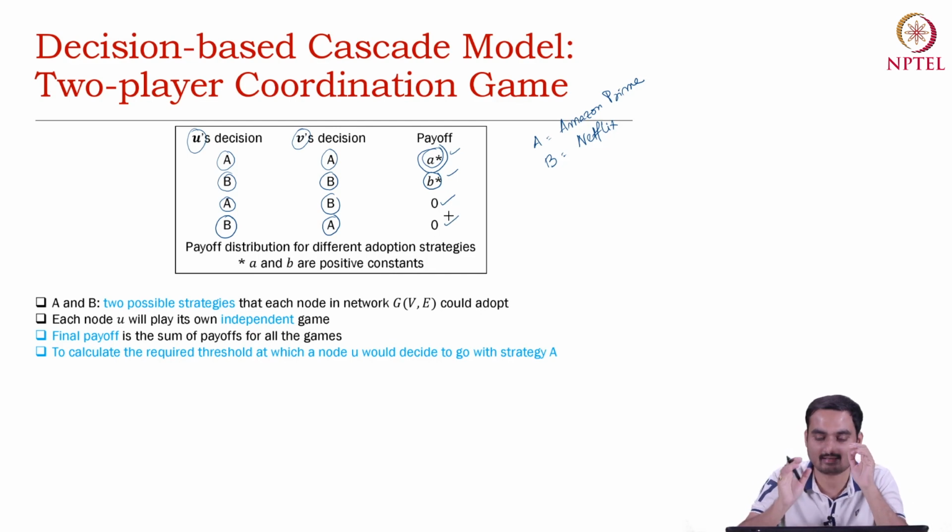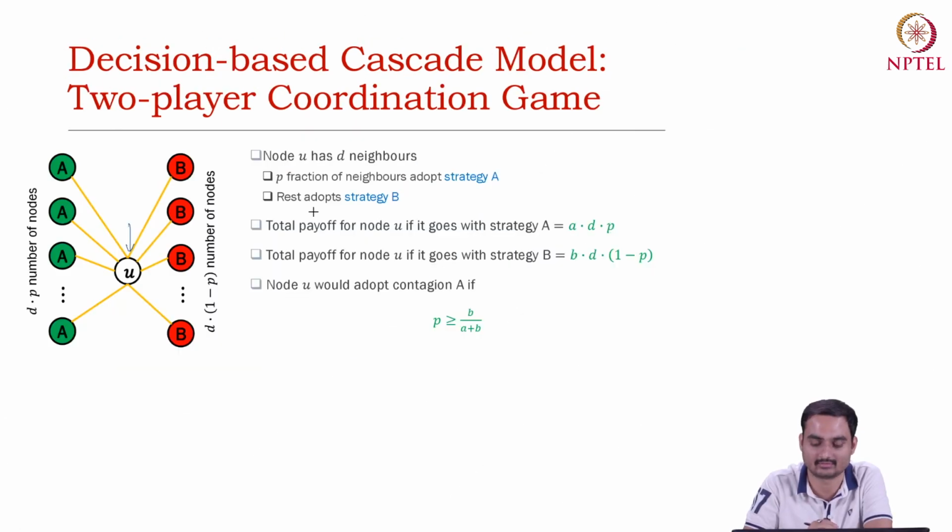So, let us say a game where you look at a two-party interaction, right? If the strategy of both the players is the same, then the payoff would be either a or b depending upon the choice of the strategy. If they are different, then 0, right? Now, P fraction of neighbors have adopted strategy A, and the remaining 1 minus P fraction of neighbors have adopted strategy B, right?